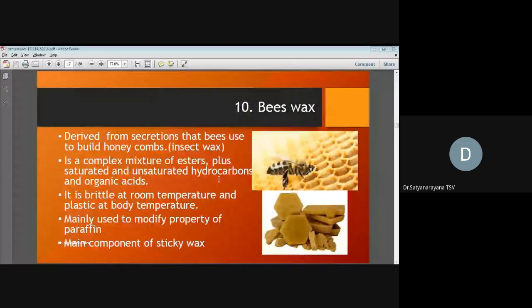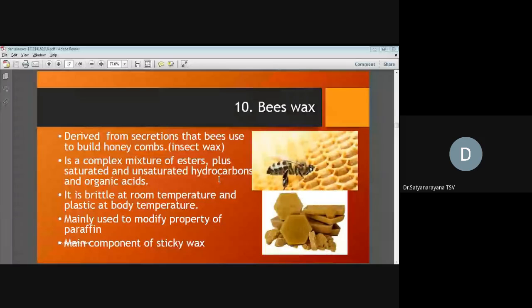Next comes your insect or animal wax. In this you have beeswax and spermaceti, derived from the secretion that bees use to build honeycombs, usually called insect wax. It is a complex mixture of esters plus saturated and unsaturated hydrocarbons and organic acids. It is brittle at room temperature and plastic at body temperature. Mainly used to modify properties of paraffin, the main component of sticky wax.